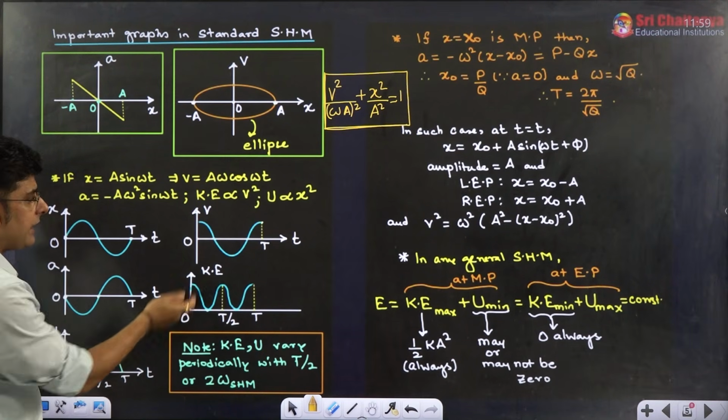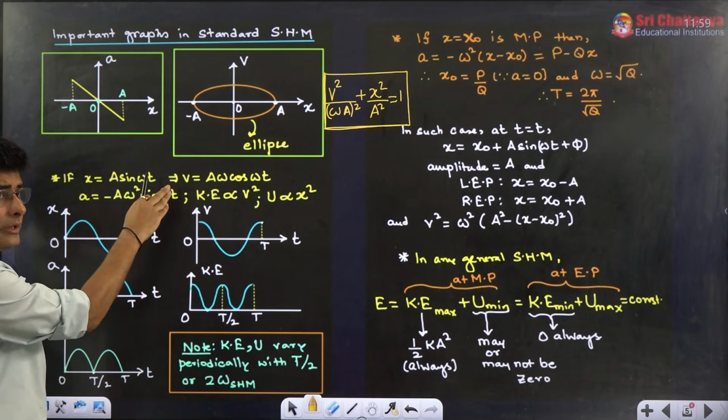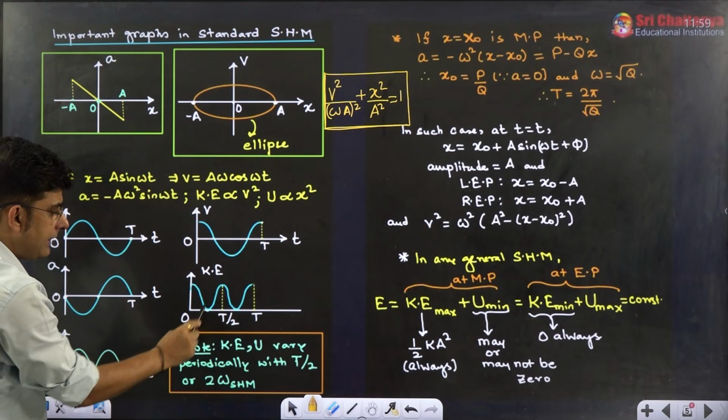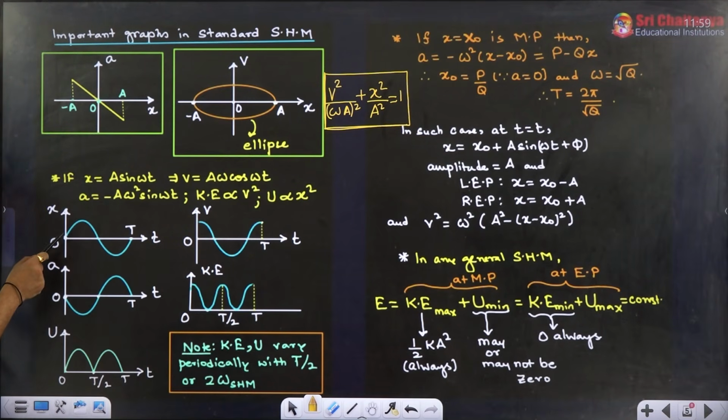Now kinetic energy is proportional to v square. V square means wherever v is negative, just make it positive by flipping. So you can see kinetic energy becomes like this. Potential energy is proportional to x square. So wherever x is negative, just flip and make it positive. So you can see potential energy.